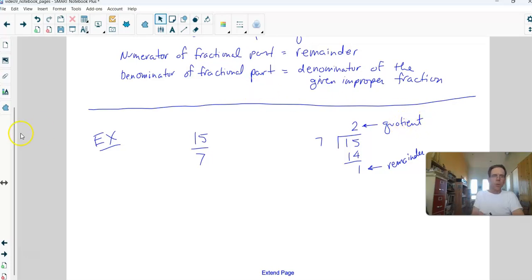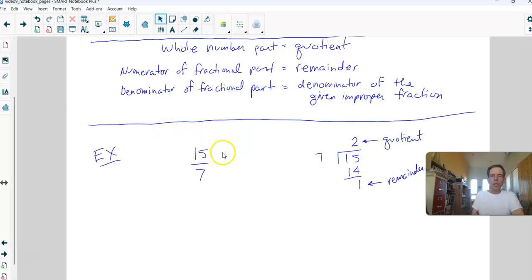So the rules, I'll raise it up here. The rule said the whole number part is the quotient, so we get 2, and then the fractional part, the numerator is the remainder, 1 over the denominator from the original improper fraction. So the result here is 2 1/7. You could check your work too. 2 times 7 plus 1 is 15 over 7 using that quick method. Okay.